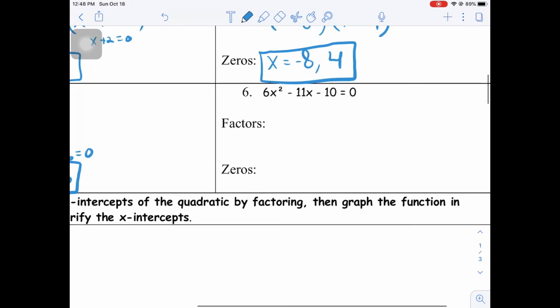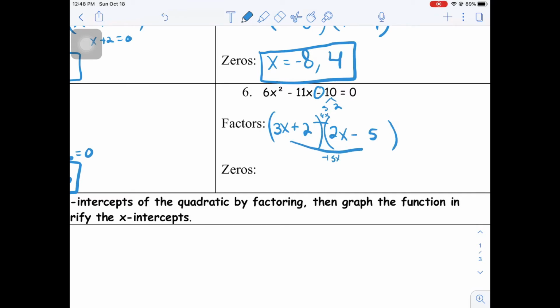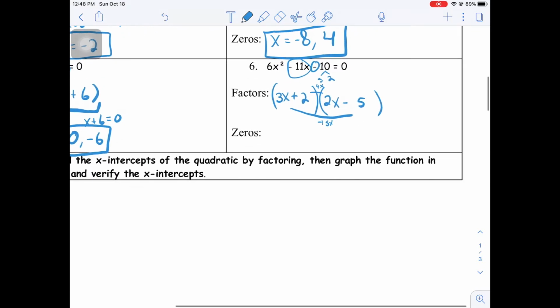All right, last one of these examples. Now we have an a value that is not going to be 1. I'm going to split it into 3x and 2x. Let's see where we can get there. Negative here tells us that it's plus and minus. So I'm kind of leaning towards maybe 5 and 2 for my factors. So what if we went negative 5 here, positive 2 here, right? That would give us 4x. This would give us negative 15x, which does make negative 11, so we're good.